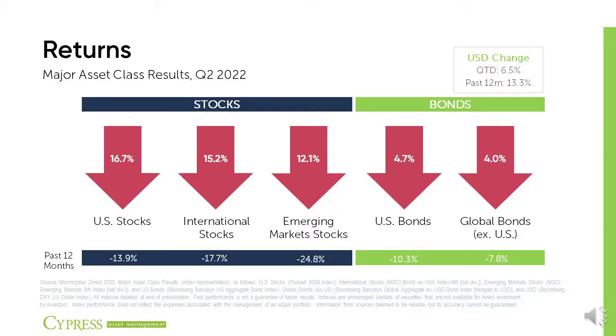We begin our discussion with a high-level look at a collection of major asset classes. As we can see from the illustration, U.S., developed international, and emerging stocks were all down significantly during the second quarter. Quarterly returns for U.S. and global bonds were also negative. Next, I'll draw your attention to the upper right-hand portion of the graphic. The U.S. dollar was up 6.5% for the quarter, and up a significant 13.3% over the last year.